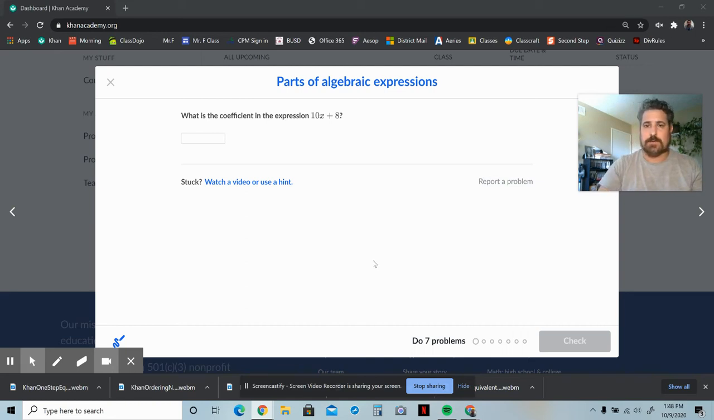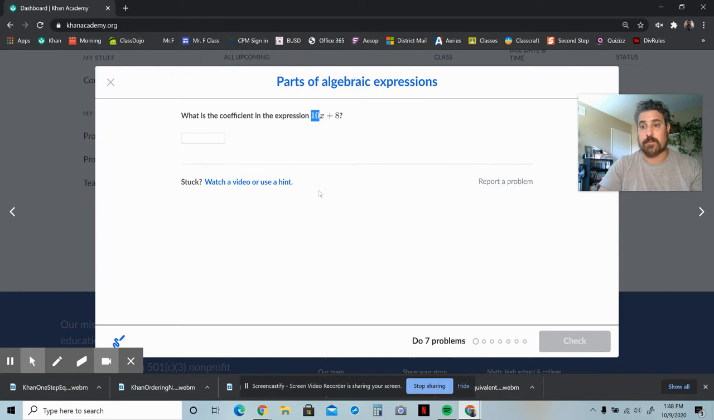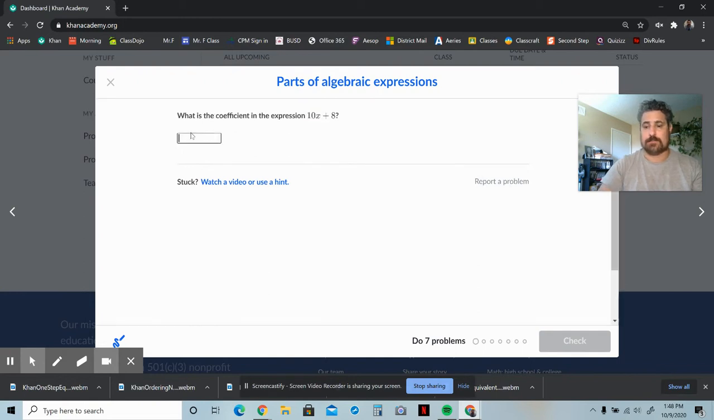This is on parts of an algebraic expression. So it says, what is the coefficient in the expression 10x plus 8? Coefficient just means the number multiplying a variable. So in this case, it's just 10.